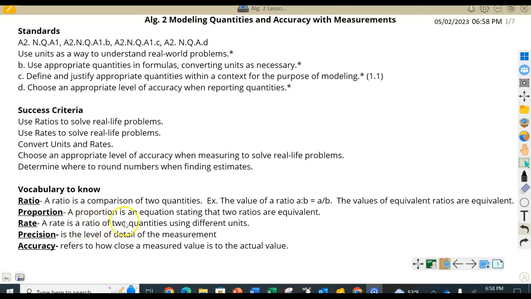A proportion is an equation stating that two ratios are equivalent. A rate is a ratio of two quantities used in different units. Precision is the level of detail of a measurement, and accuracy refers to how close a measured value is to the actual value. Make sure the vocab is in your notes. It'll make it easier to refer back to when you need to review these.